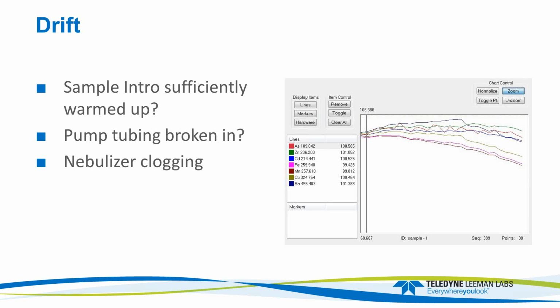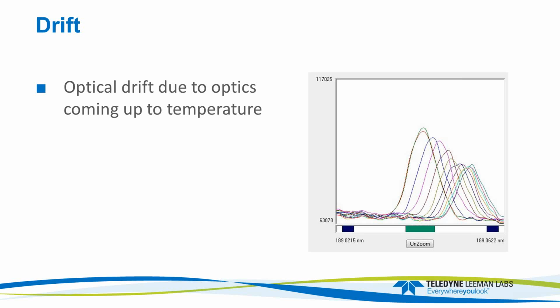You can see that will manifest itself in some drift. Your check standards are going to start failing, precision starts getting worse. Okay. If the optics are changing temperature, and this is a pretty bad example of an optics drift.